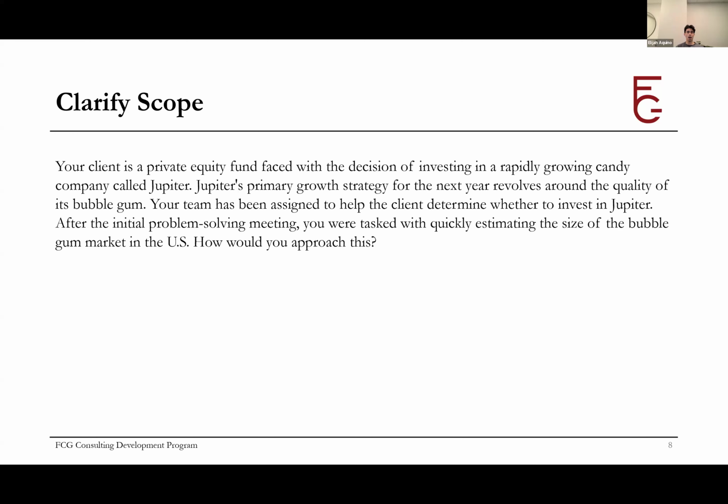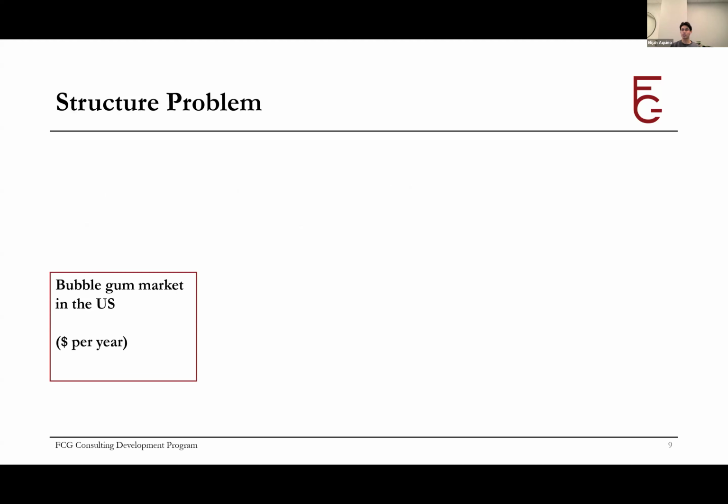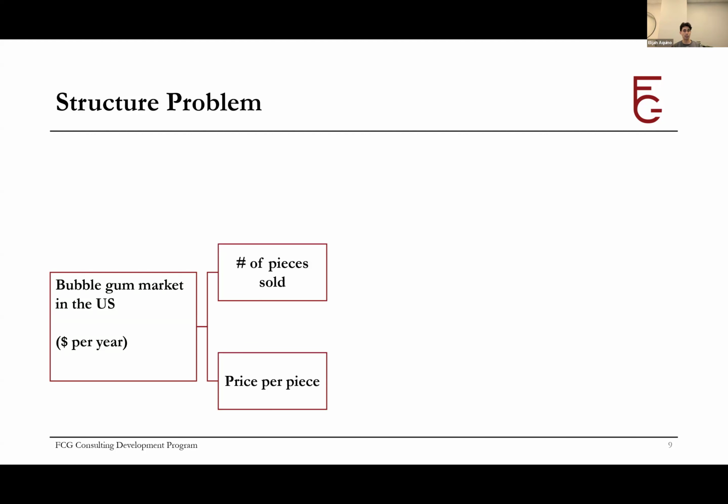Okay, perfect. So now I've clarified the scope. I've asked my clarifying questions. Now I get about 2 minutes to actually approach my framework. And you guys are going to get this a little bit later. But since I've already done this before, or since I made this presentation, it's going to be a little bit easier here. So when I'm thinking of the bubblegum market in the US in dollars per year, a framework that I could utilize is, I know that the bubblegum market in the US is going to be the number of pieces sold, so how many bubblegums were sold, times the price of those pieces, right? So number of pieces sold times price per piece is going to give me the total bubblegum market, right?